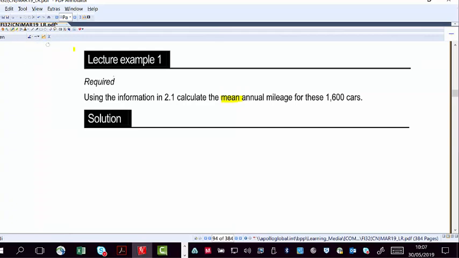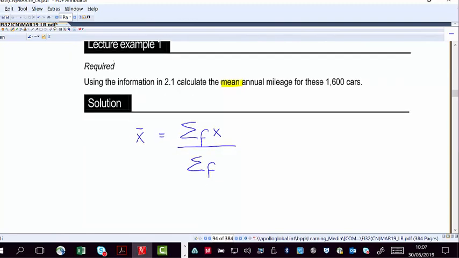Now, you don't really need to use the formula if you're comfortable with the understanding of the mean, so you know that it is an average calculation. But just for completeness here, let's note down the formula. And again, remember that we get it in the exam. So the mean is equal to the sum of the frequency multiplied by the value divided by the sum of the frequency.